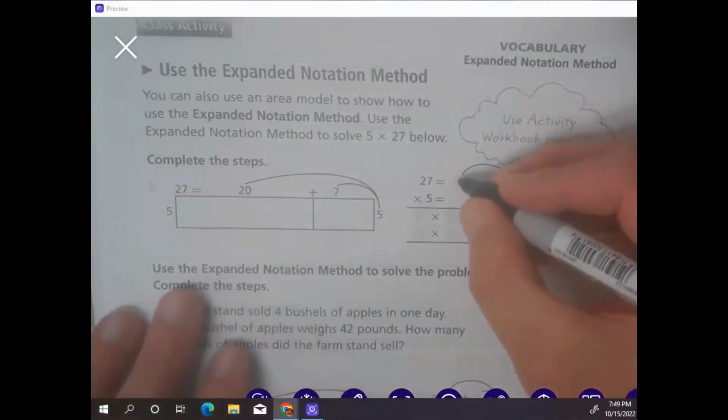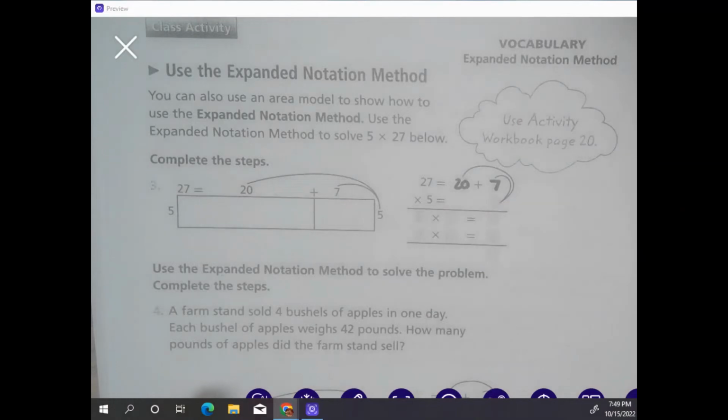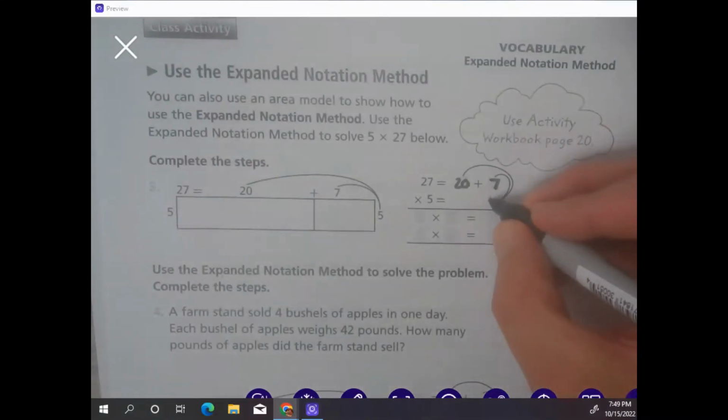27 is really 20 plus 7. So you can grab your pencil and you can fill that in. And then the 5, I don't have to expand that because it's just in the ones place. I'm going to put the 5 here.